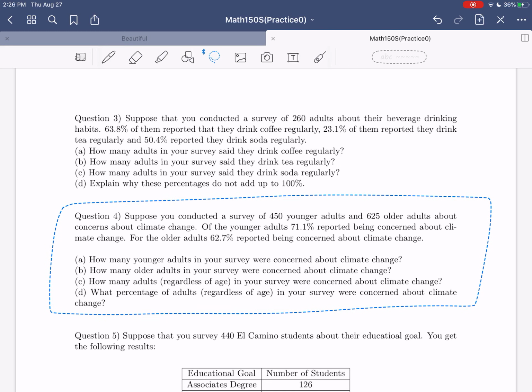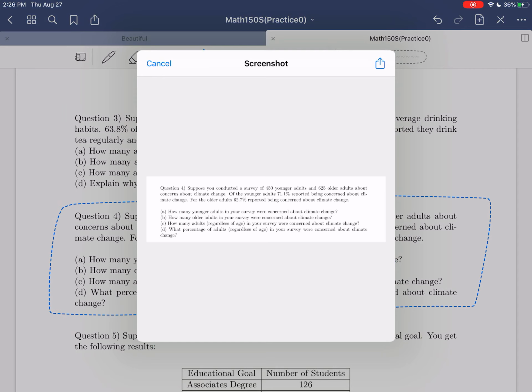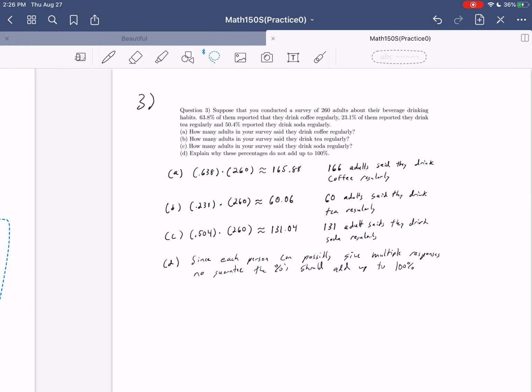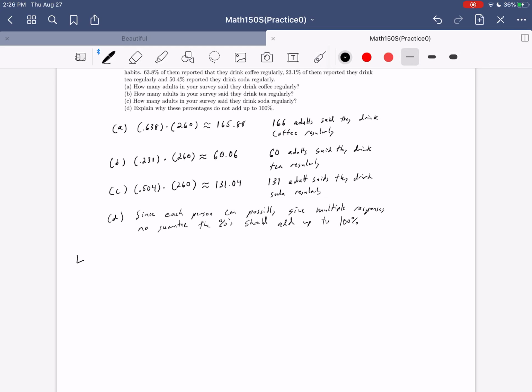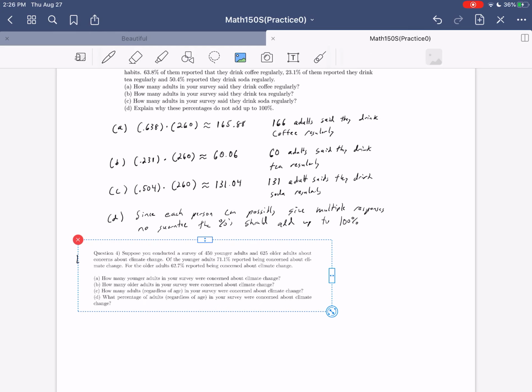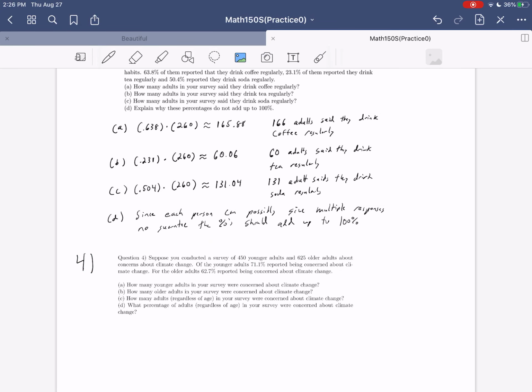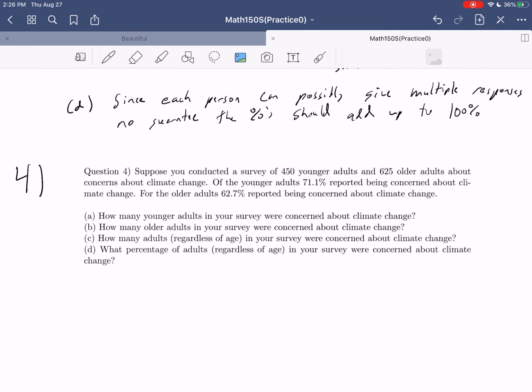All right. We'll copy that. Let's put this right here, question 4. All right, zoom in so we can see that a little bit better. So for this one again, we are talking to 450 younger adults, 625 older adults. We found that 71.1% of the younger adults said that they were concerned about climate change, whereas for older adults, it was only 62.7%.